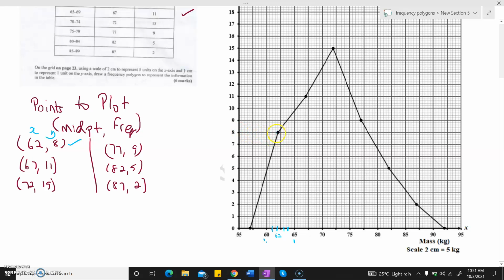The next one was 67, 11, so I'll just go through that one with you. This is 65, so let's count and see what 67 will be. Remember, every 2 lines is 1, so 1, 2, this will be 66, then 1, 2, this will be 67. You go up to where it's 11 on the y-axis. And that's how you plot all your points. Just be careful with the scale and connect each point with straight lines, and that's it, right? Any questions, feel free to ask.